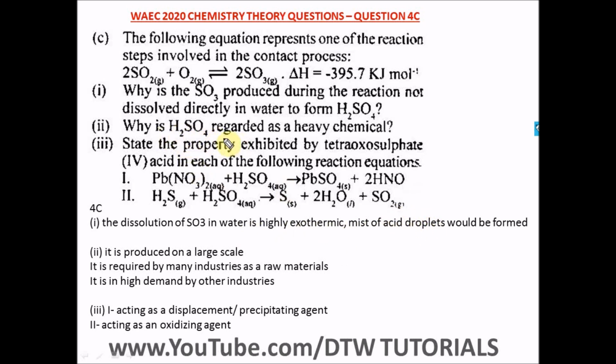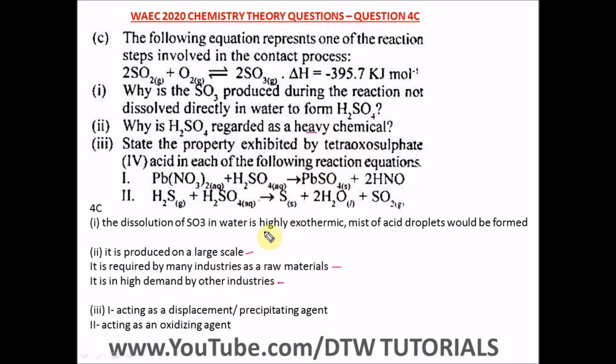So why is H2SO4 regarded as a heavy chemical? It's because it is produced on a large scale, unlike fine chemicals. It is required by many industries as raw material. Schools use it for practicals and the rest. It is in high demand by other industries. That's why it is a heavy chemical. That's the opposite of a fine chemical.